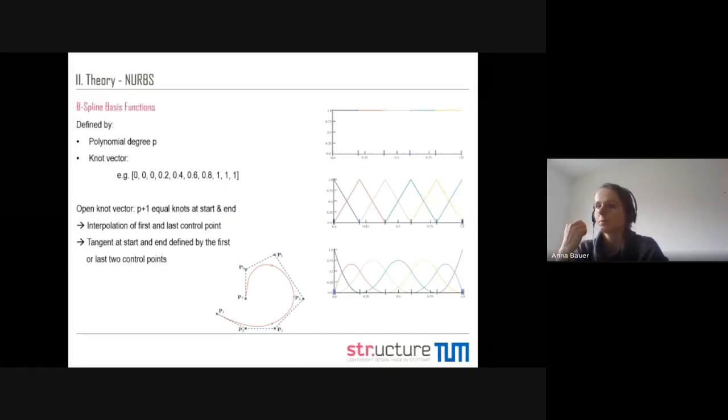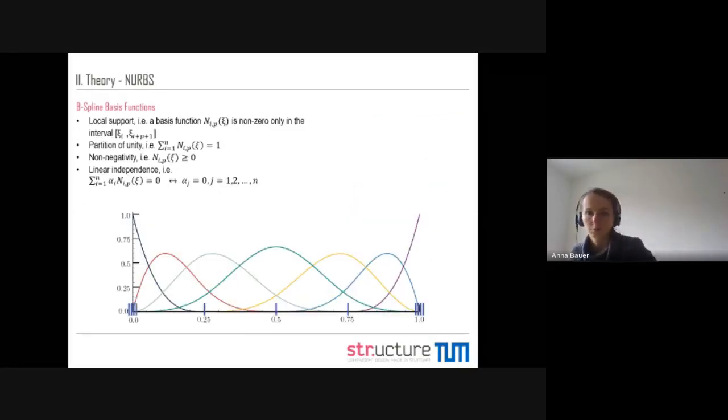And for defining an open knot vector, you need actually p+1 equal knots at the end and the start. In Rhino, they cut off the last knot, so there you only need p equal knots to have an open knot vector. And the open knot vector has the advantage that it's interpolating the first and the last point, and the tangent is defined by the first 2 or the last 2 points.